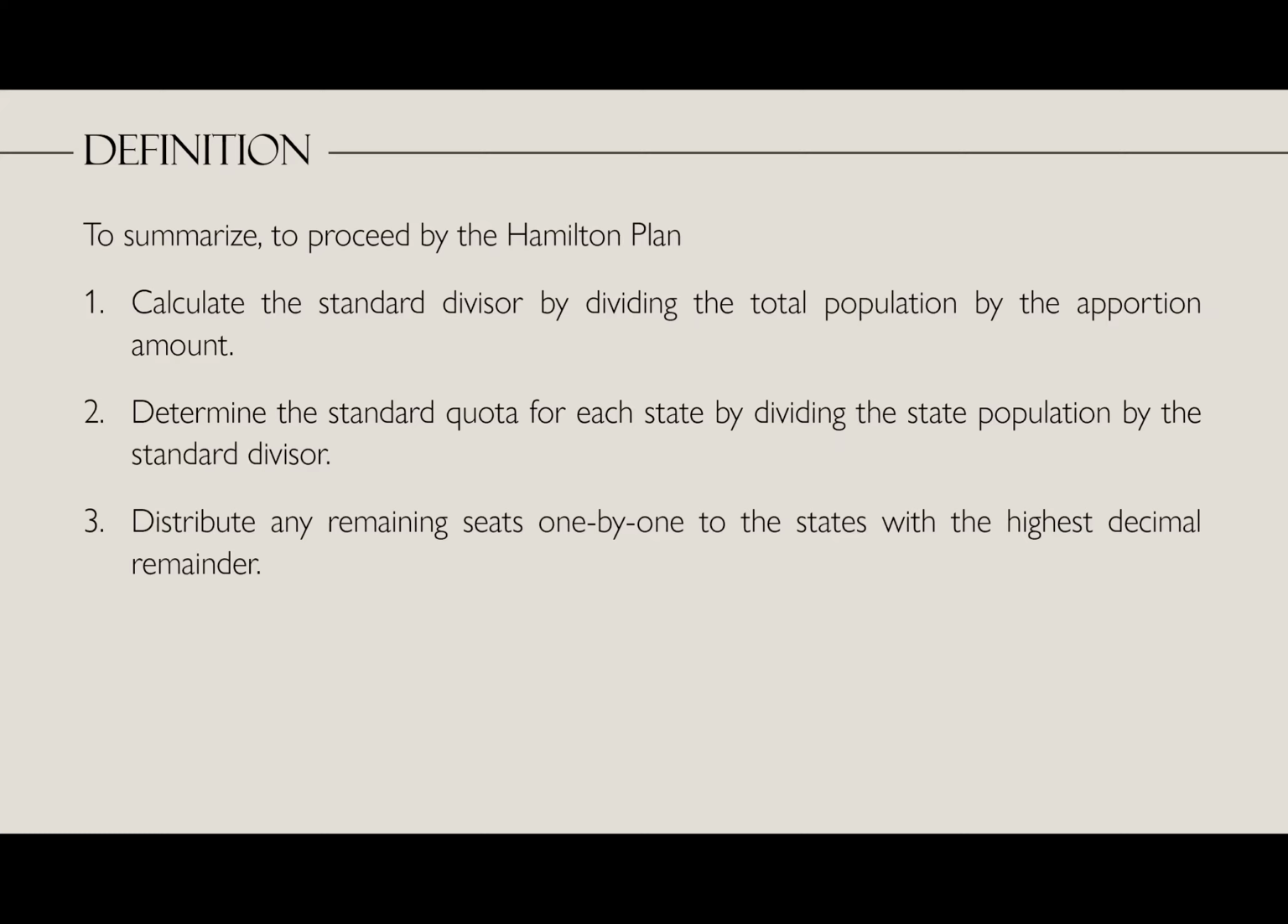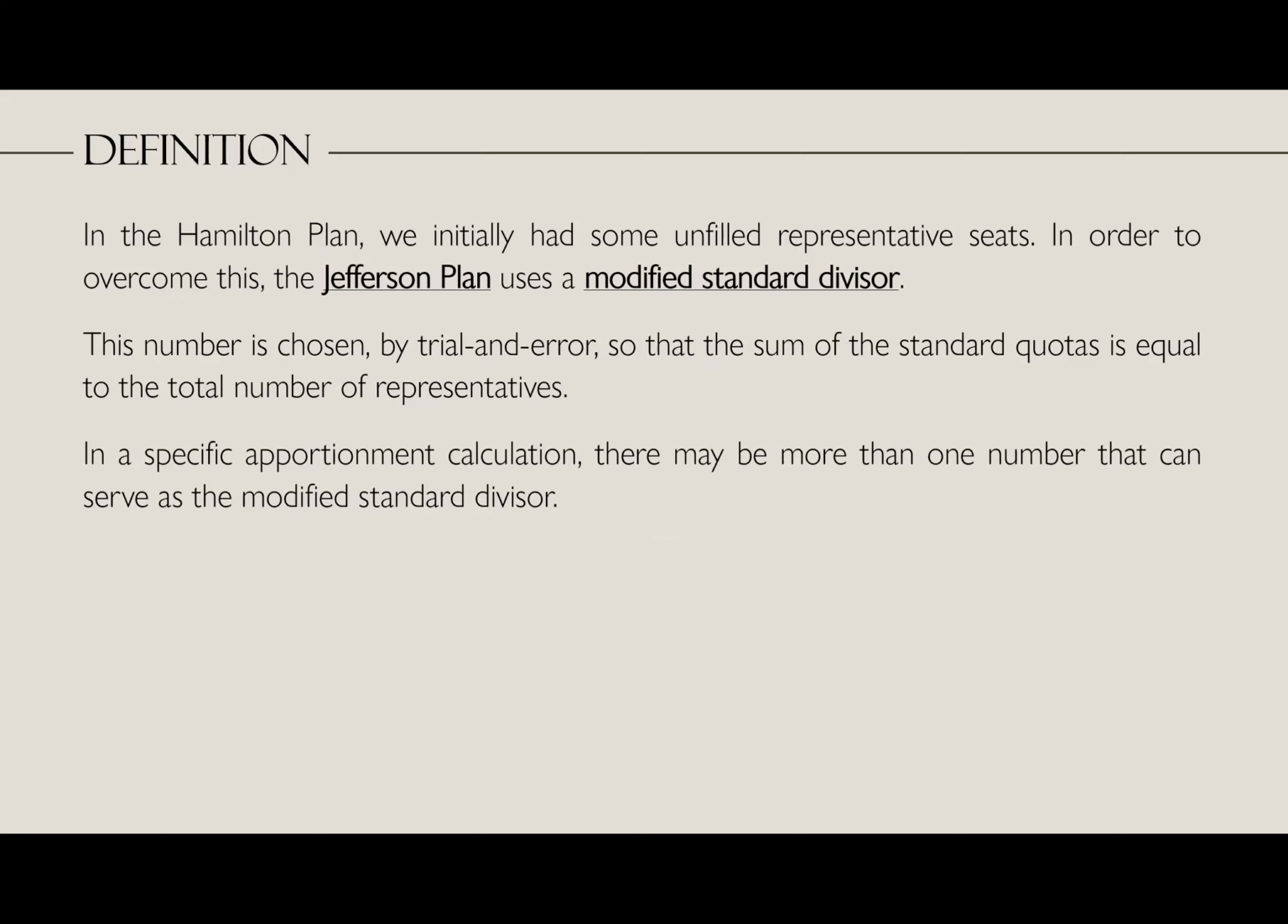Now let's go ahead and talk about our alternate version, the Jefferson plan. So, one of the weaknesses of that Hamilton plan was we often end up with a couple of remaining seats, and then we had to distribute one by one. So, Jefferson proposed a different version, which is actually very similar. In the Hamilton plan, again, we had some unfilled seats. So, Jefferson proposed a modified standard divisor.